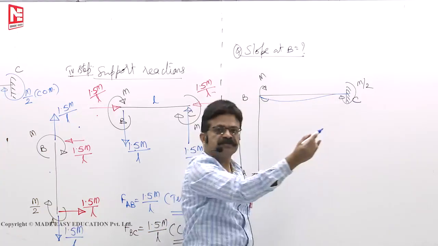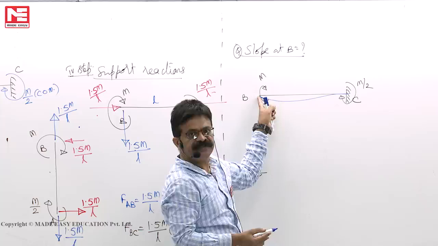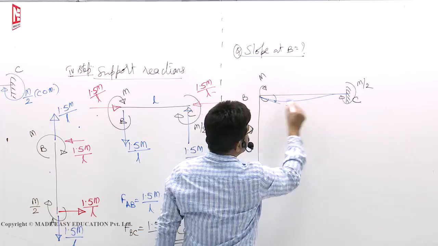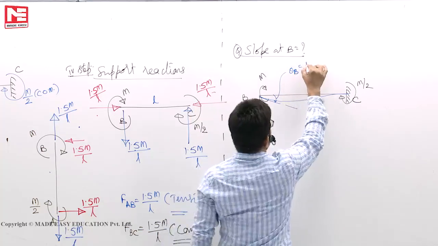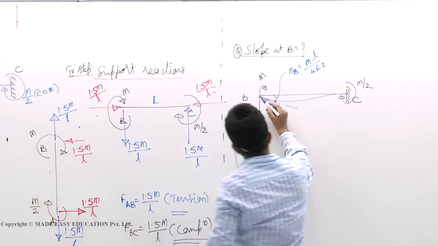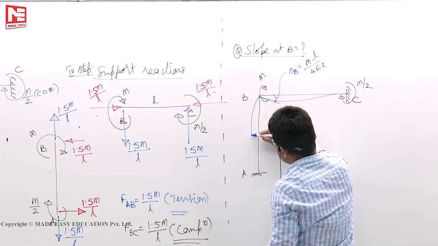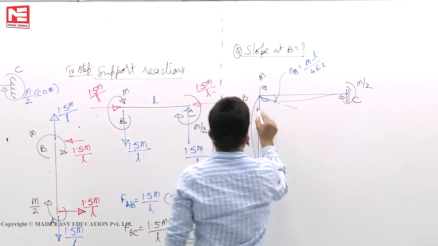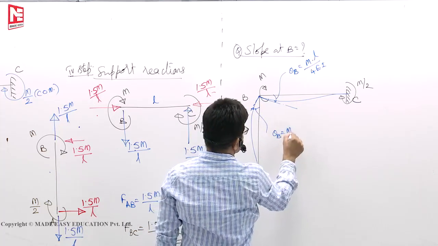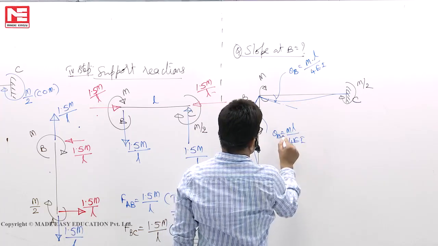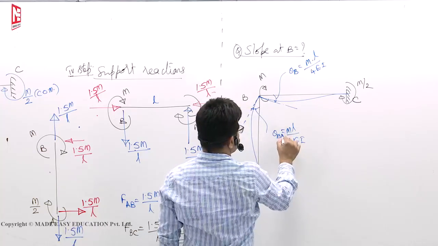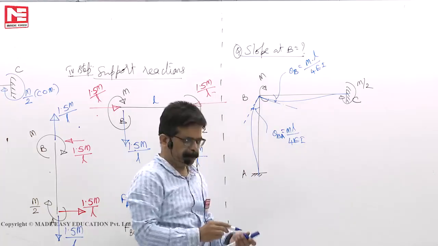This profile I told you, I asked you to remember. Far end is fixed, no deflection here. Then slope is, for this type of profile, theta B is ML by 4EI. If this rotates so much, this also must rotate in the same way. 90-degree angle it should maintain. This is also theta B. Theta BC, theta BA, let us say. Theta BA or theta BC both will be the same.